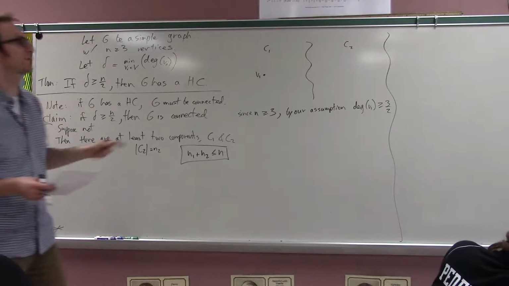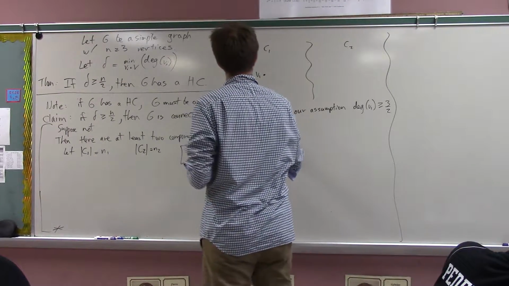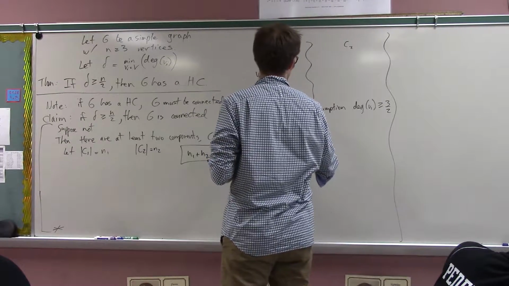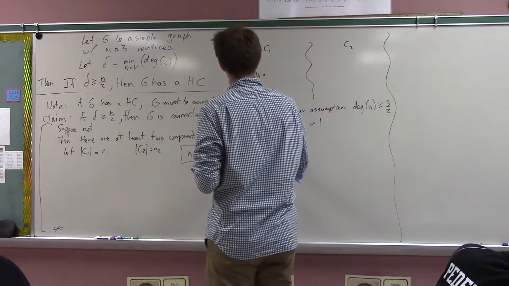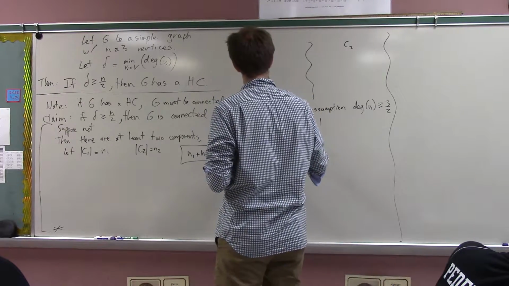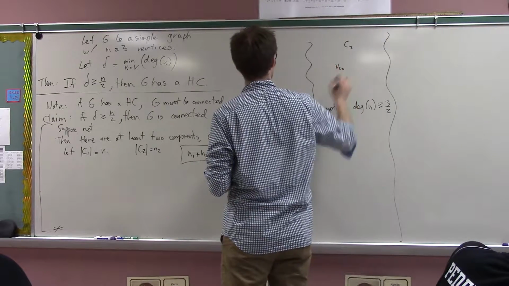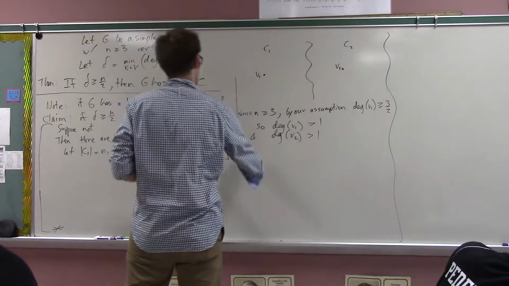So since there are greater than 3 vertices, each one. Okay, so there's no one who's just friends with no one. So the degree of V1 has to be greater than or equal to 2. Or I'll just say greater than 1. And that holds for the degree of V2 also, where V2 is some vertex in component 2. Okay, cool.